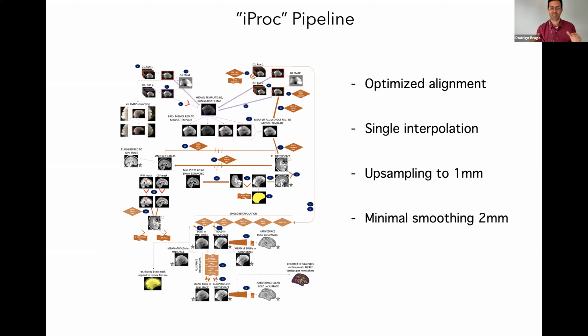We also combined all the different registration steps into a single interpolation, because that reduces blurring, and we wanted to be able to tease things apart. We also ended up upsampling our functional MRI data to 1 millimeter space, which creates really huge files, really hard to handle. But that allowed us, I think, to preserve some of the resolution and tease things apart even further. And finally, at the very end, we did a very minimal smoothing of 2 millimeters, and 4, 6, 8 millimeters is common in fMRI. So we tried to really keep that down as much as possible.